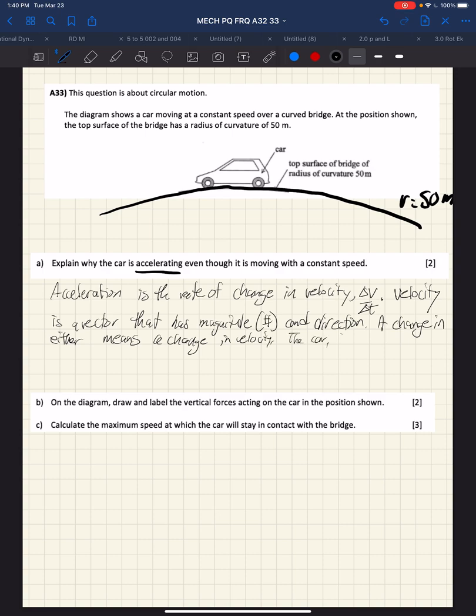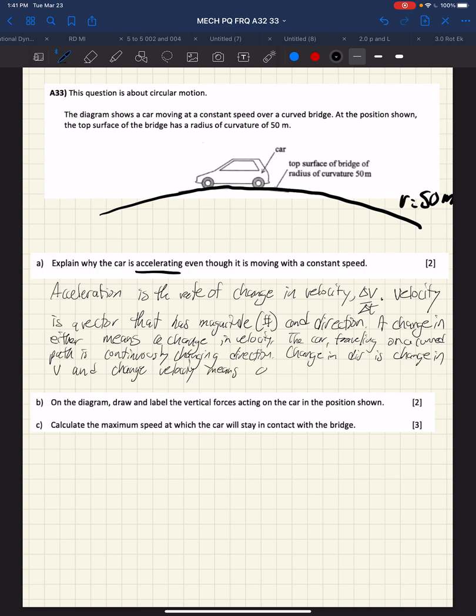The car traveling on a curved path is continuously changing direction. Change in direction is change in velocity, and change in velocity means a non-zero acceleration.